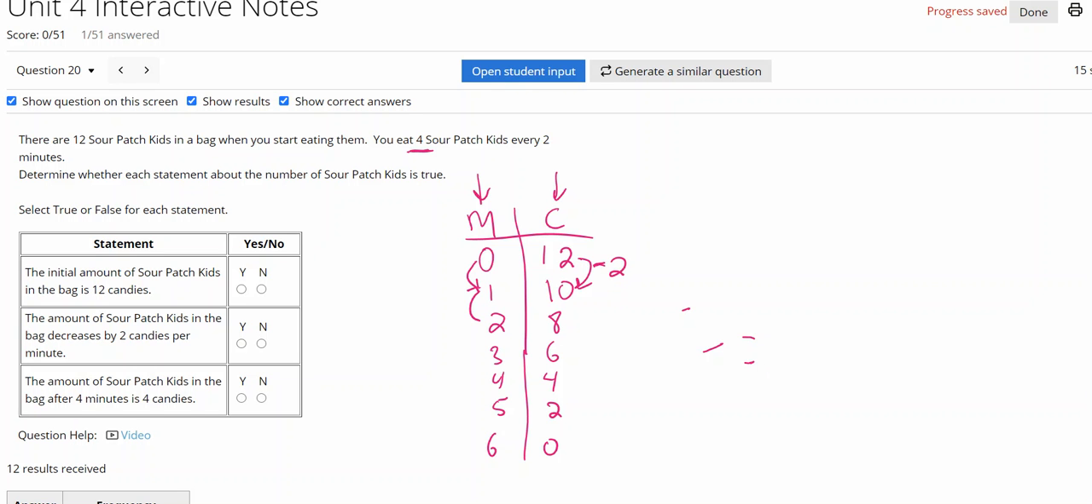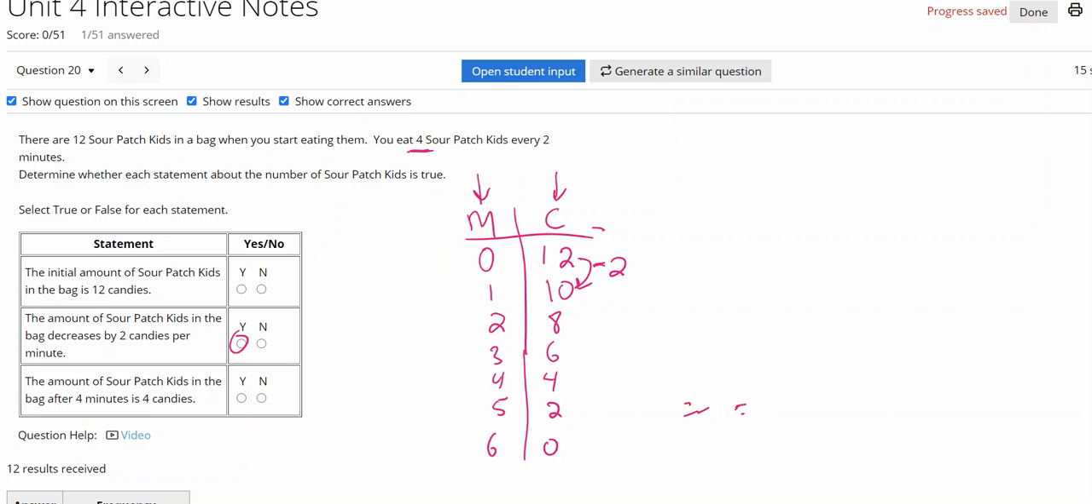Those ones can be a little bit tricky when they give you the question as 4 Sour Patch Kids every 2 minutes instead of every 1 minute. So sometimes you guys are going to have to fill that information in, right? All right, so we have that one, and in that case, that would be yes. Then the next part says the amount of Sour Patch Kids in the bag after 4 minutes is 4 candies. Just making the table, you could figure out that after 4 minutes you'd have 4 candies in the bag.